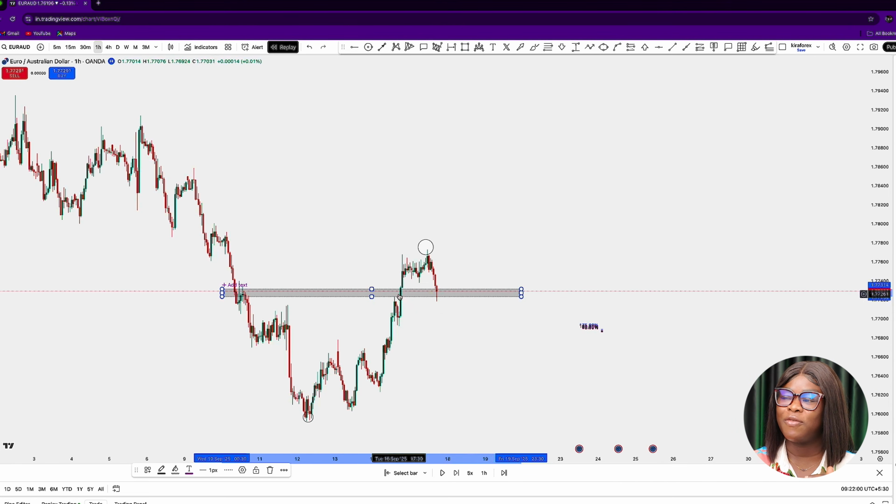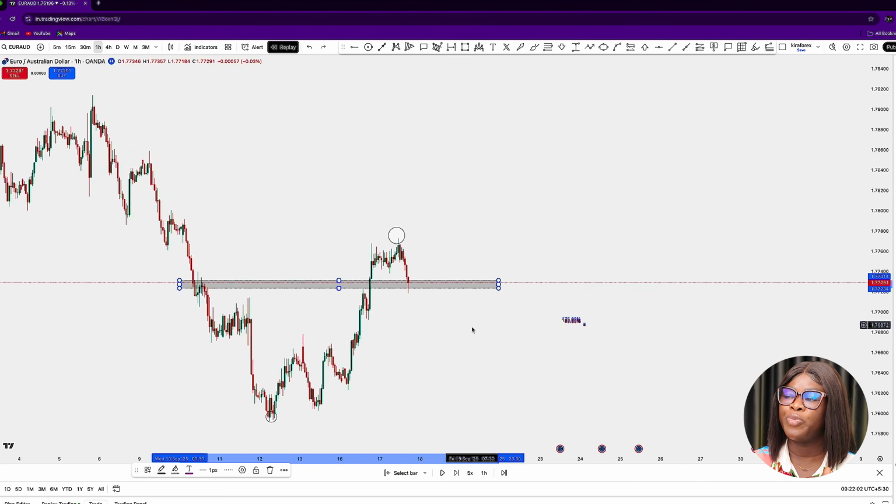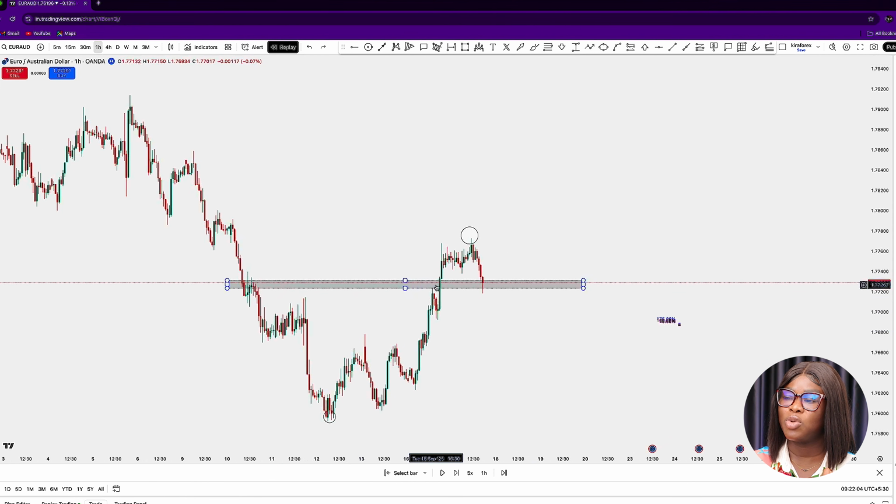All right, then we also have this zone that price has retraced to, which was our resistance zone and is now a support here. So this is possibly where we want to see price reverse to the upside. Okay, that is that for the Fibonacci retracement.